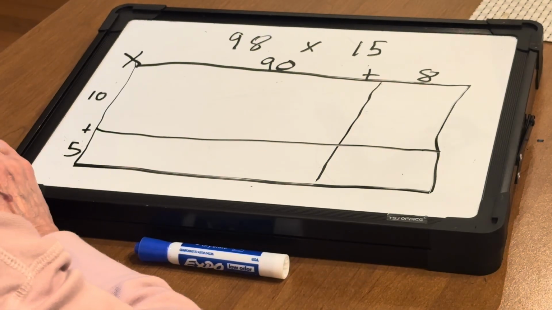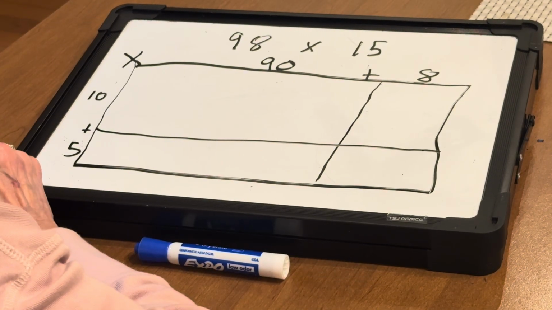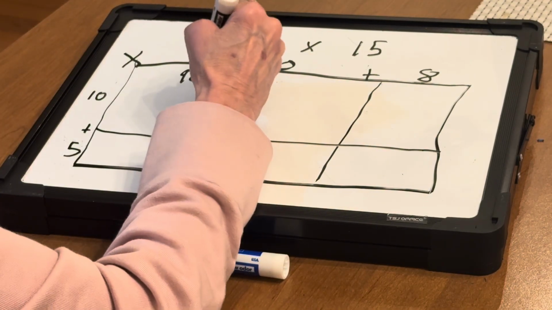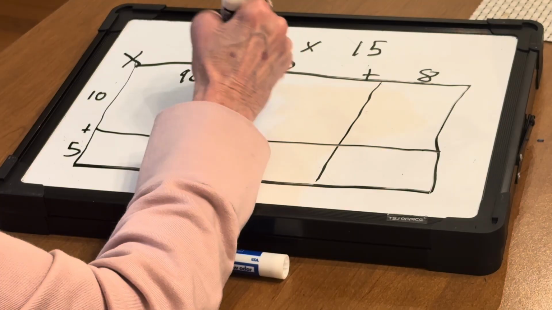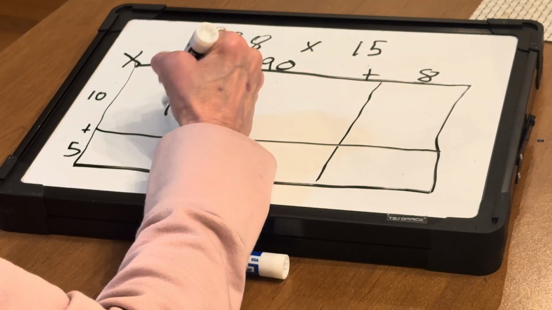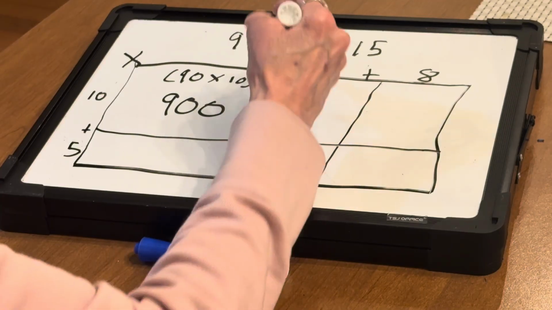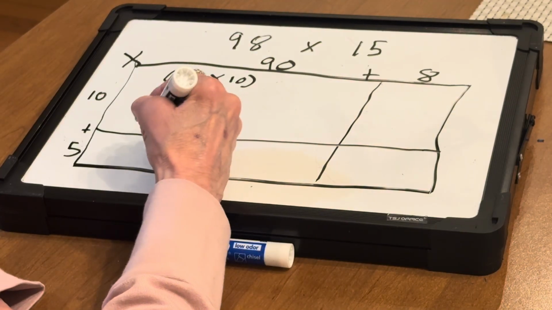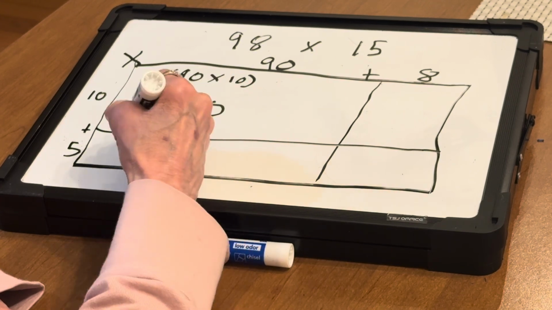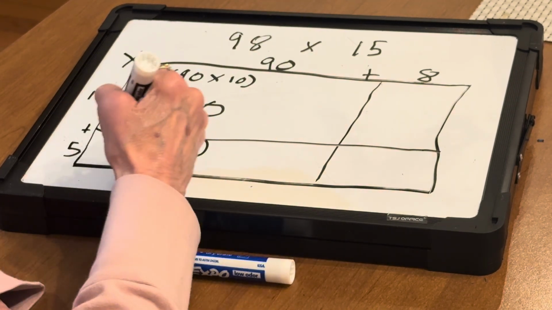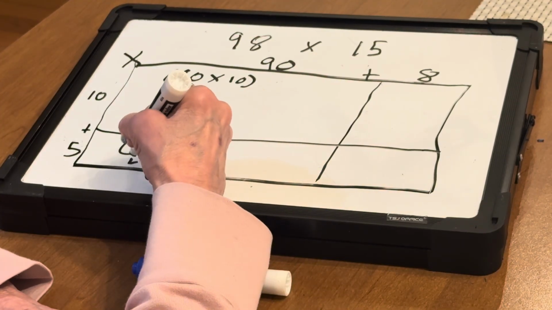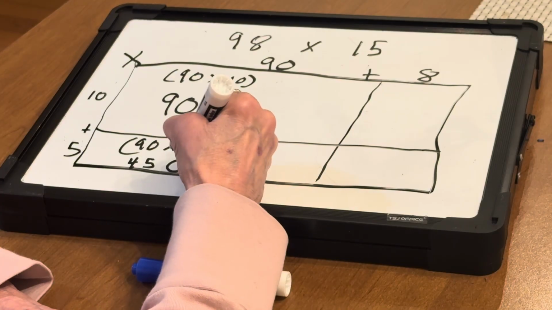All right, so what am I going to do now? What 2 numbers will I multiply in this first box? 90 times 10. Right here, 90 times 10. So 90 times 10 is 900. Okay, here I'm going to multiply 90 times 5. So this is the 90 and there's the 5. Okay, 9 times 5 is 45. And I have 1 zero.